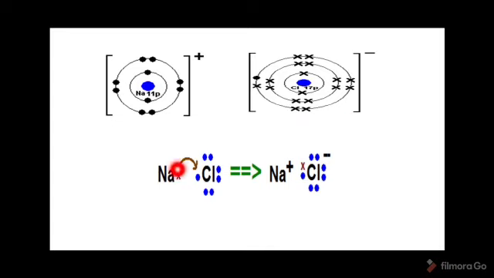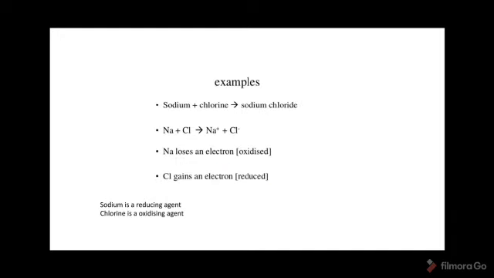This is how you represent the outermost electrons. This is called an electron dot structure. With the help of the dots, you mention the outermost electrons. Sodium combines with chlorine. Sodium transfers an electron to chlorine and forms sodium chloride.